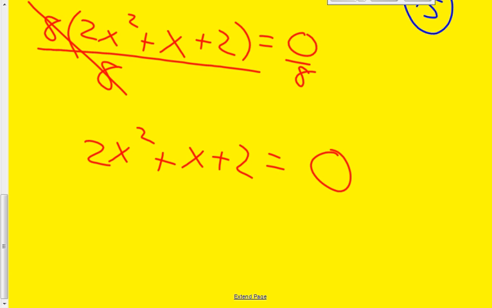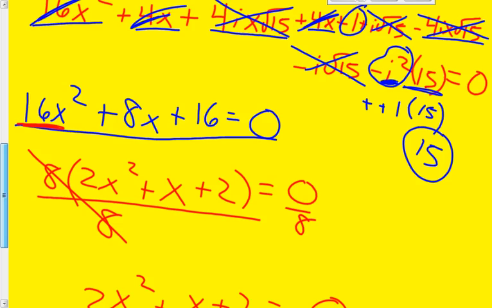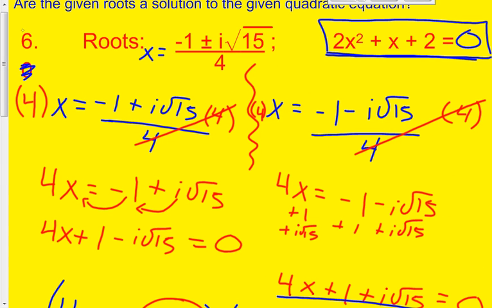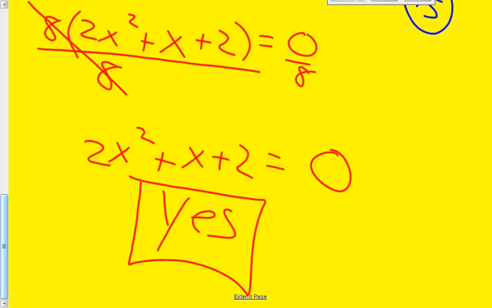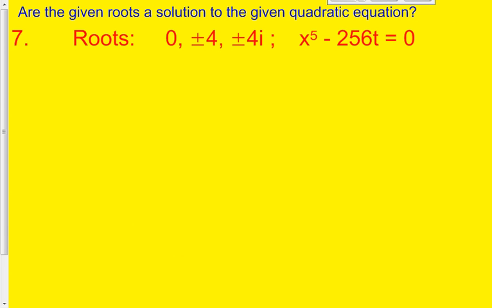Is that what we're supposed to see? 2x squared plus x plus 2? So your answer to this one is yes. Those given roots are the right roots for the quadratic equation 2x squared plus x plus 2 equals 0. So you had to factor out an 8 on this one, so make sure you're aware of that on your worksheets. Okay, last one.